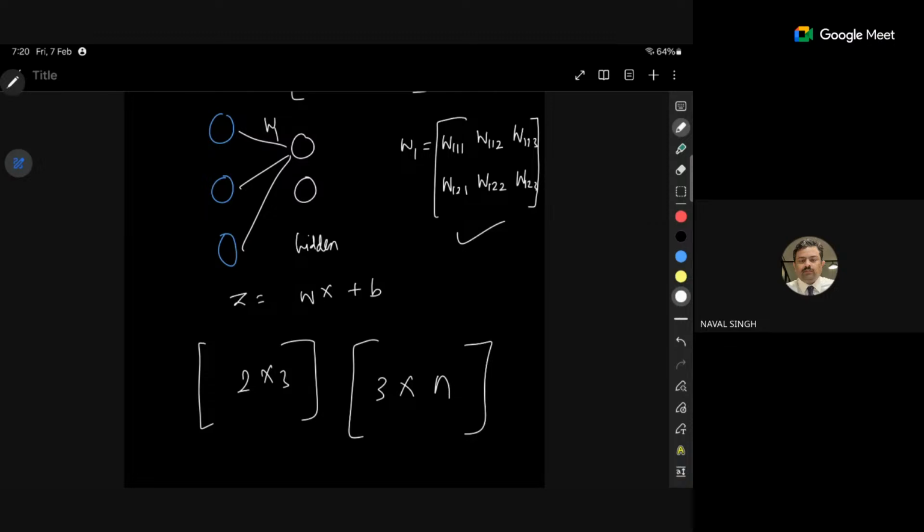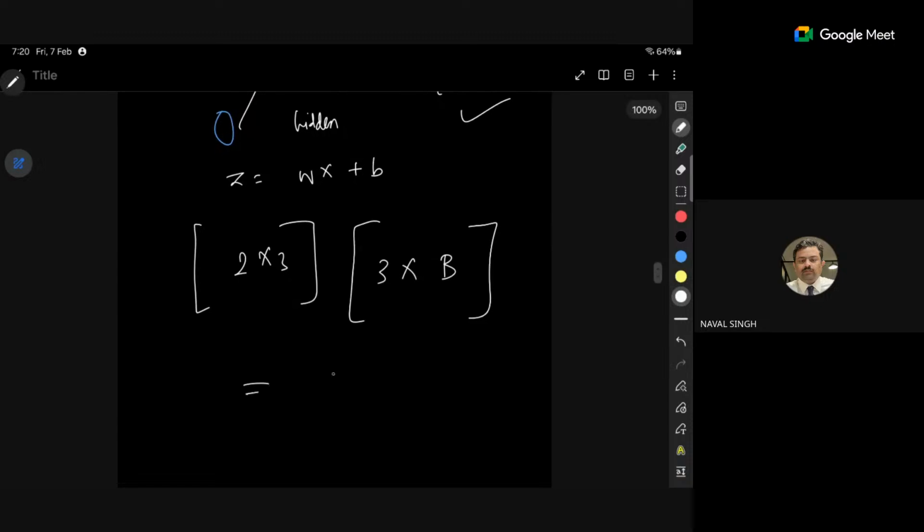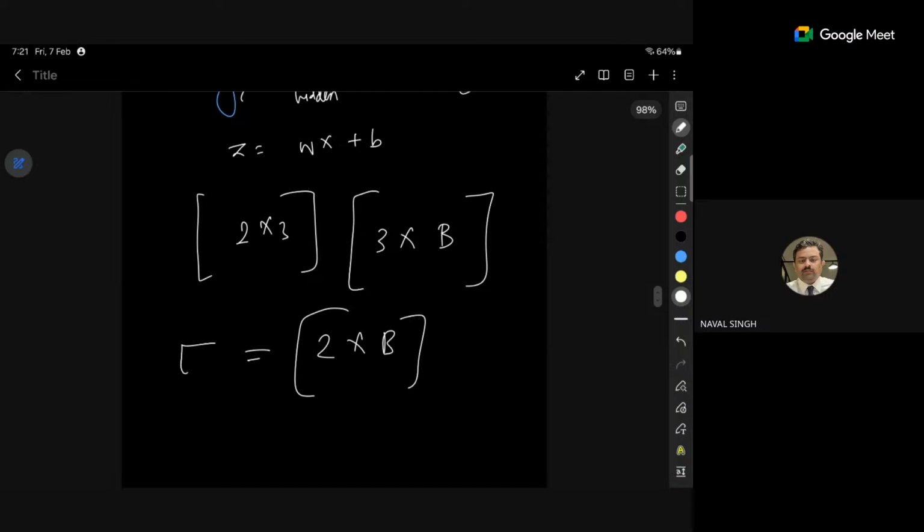Okay, b, so batch size. Just consider this is a batch size. So you will get an output of 2 cross b. Is it okay? Yes, sir. So you will get the matrix multiplication. There is no issue with it, right? Understood. Now you can apply sigmoid over it.